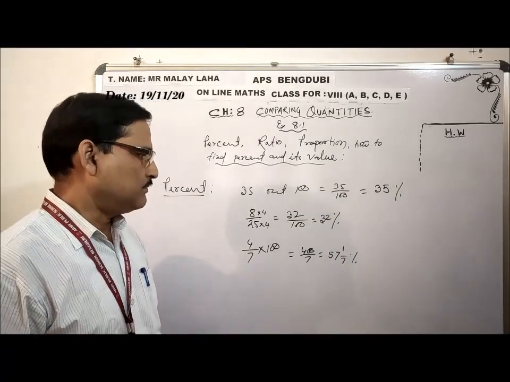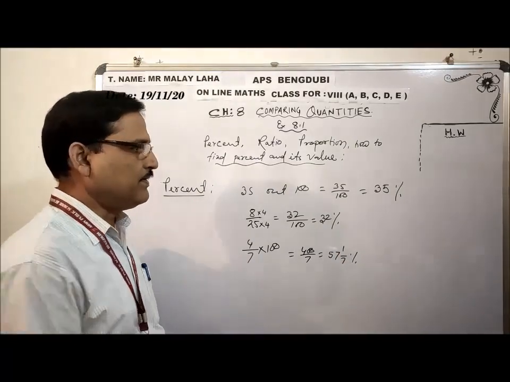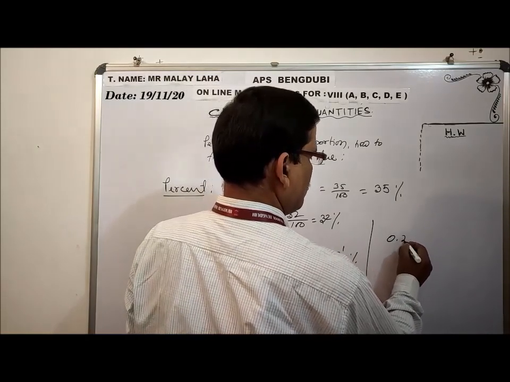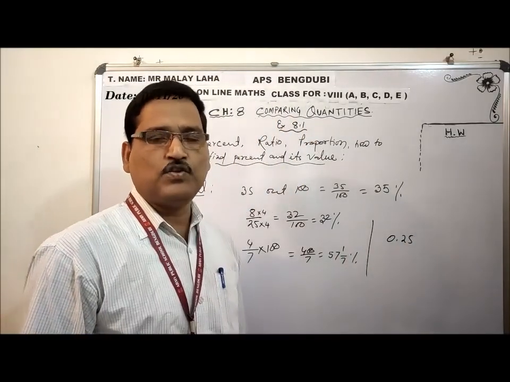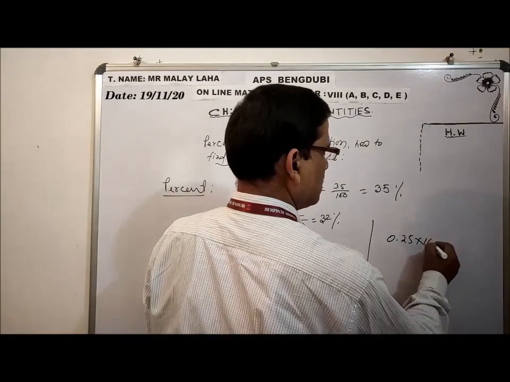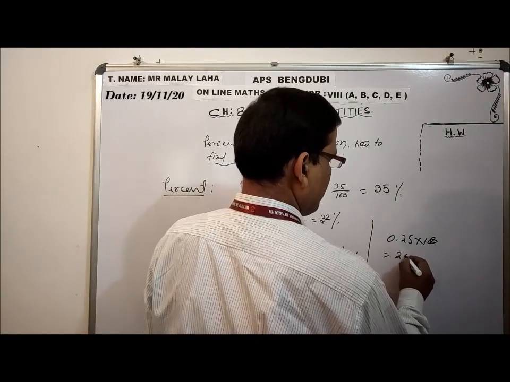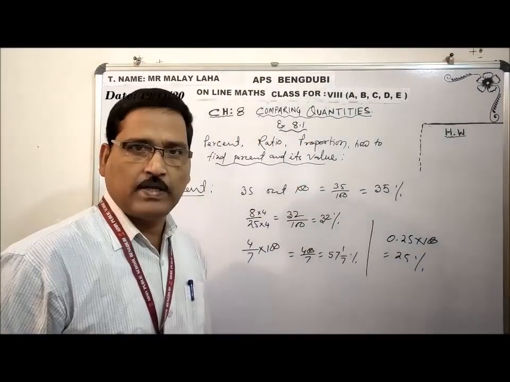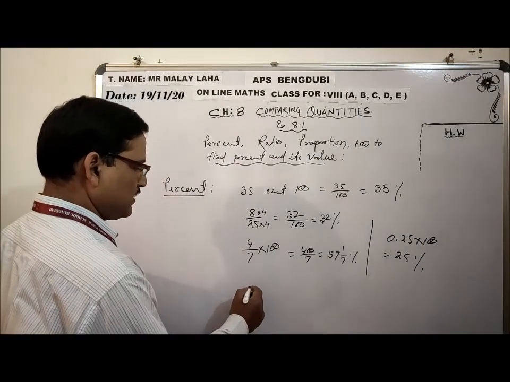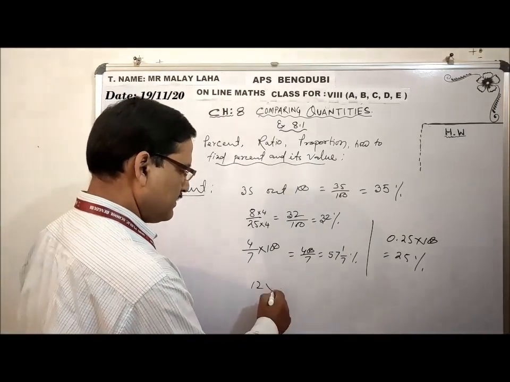Okay, this is the procedure to find out the percent. Even a decimal number, say 0.25. How to find the percent? Multiply it by 100. So it will be 25%. Clear? And not only that, even suppose I like to convert 12. What is the percent? You multiply it by 100.